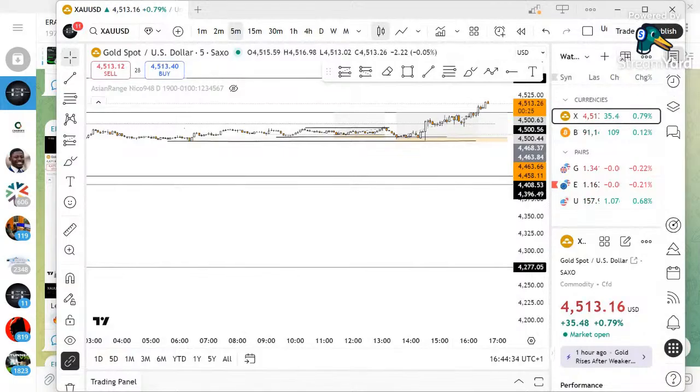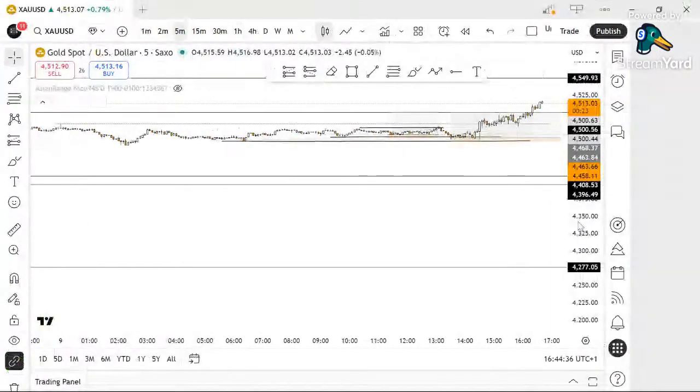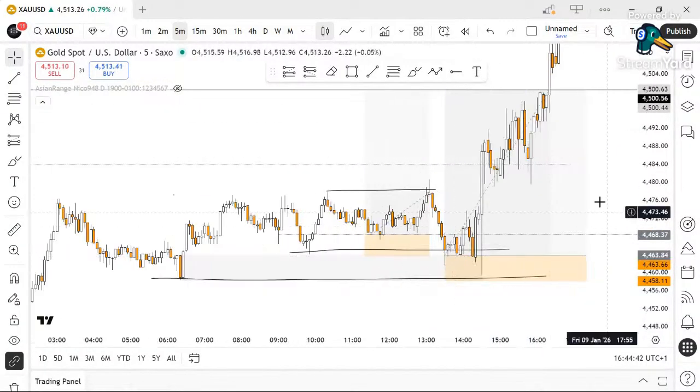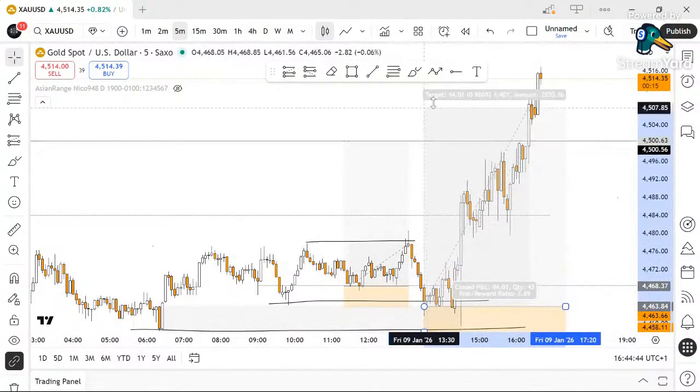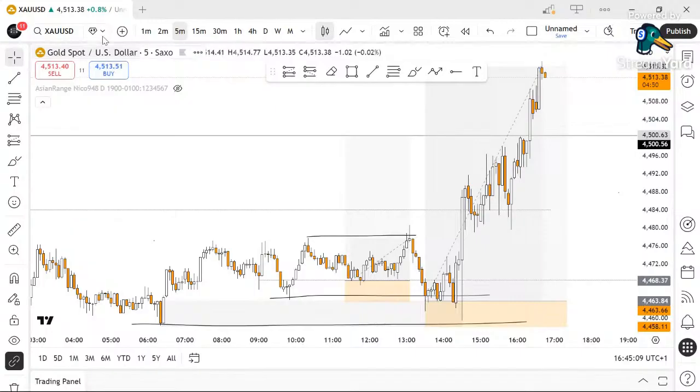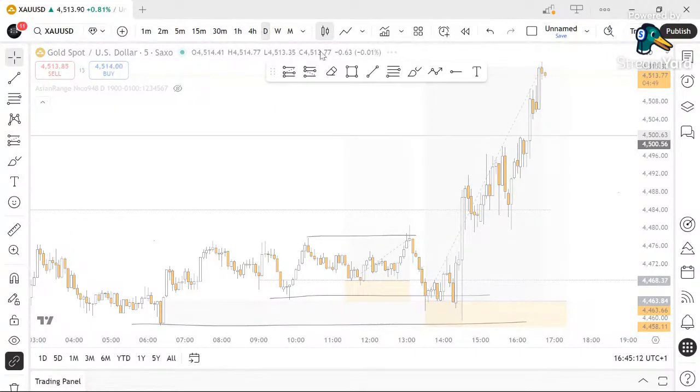So real quick, this is my chart. You can see the trade still pushing to the upside. First things first, you need to know your bias. That's very important. Your bias is very important as a trader. So first things first, I went to my daily time frame.